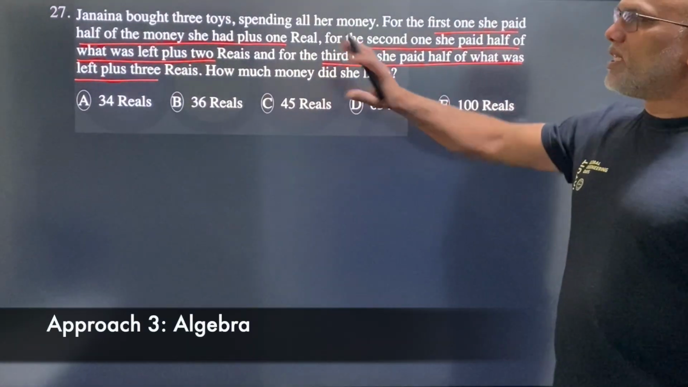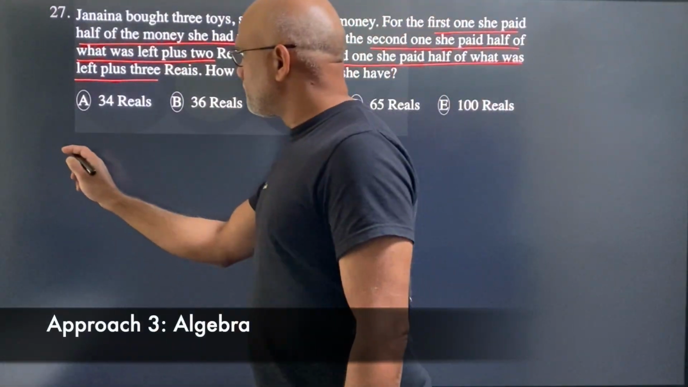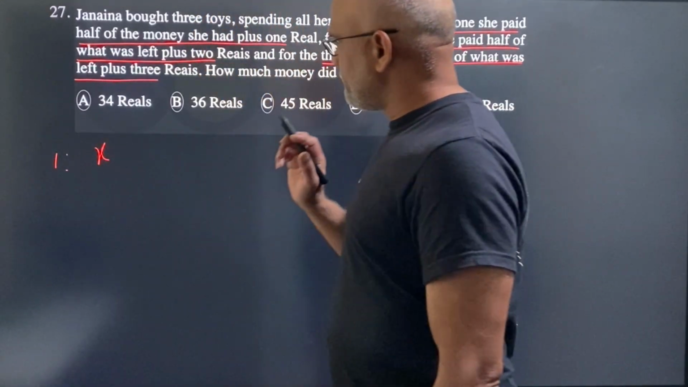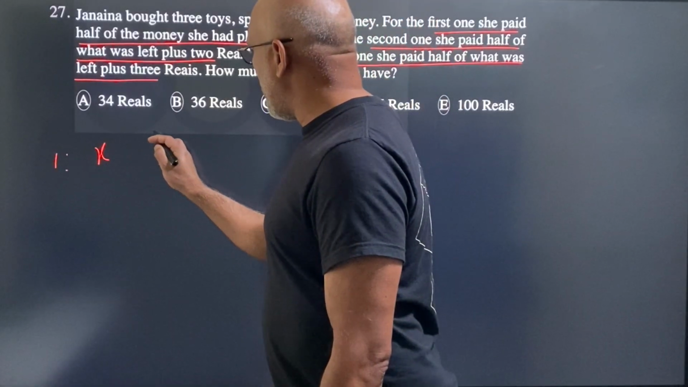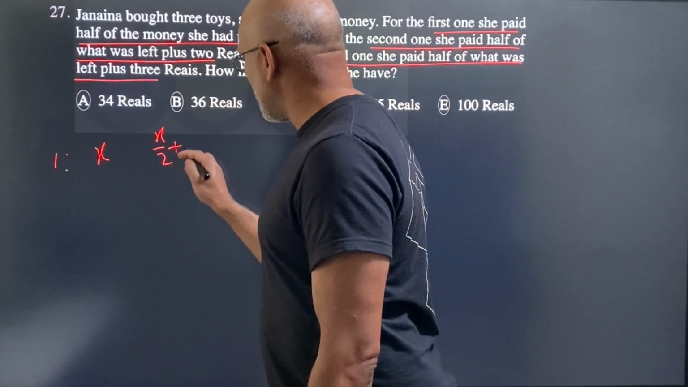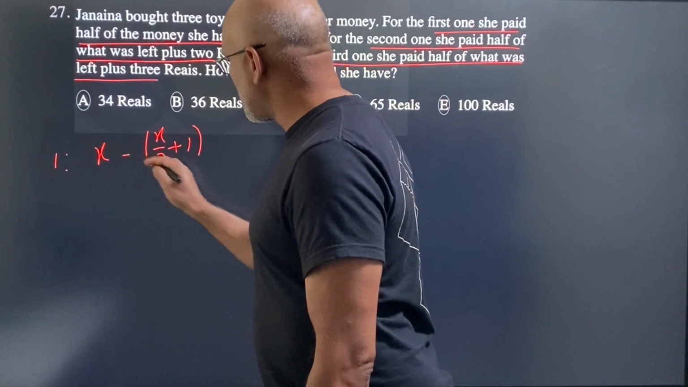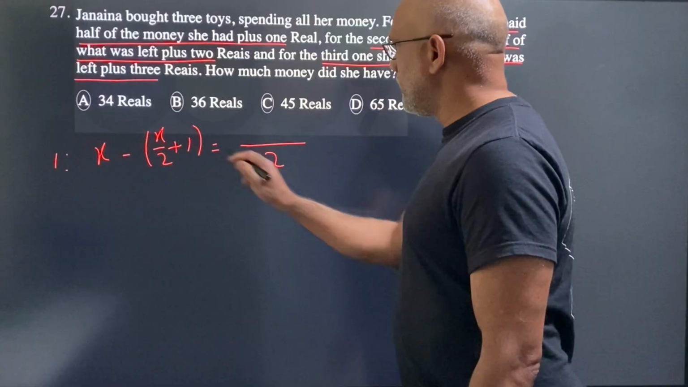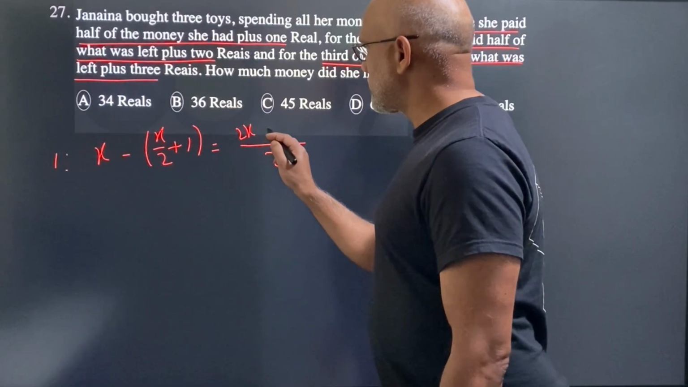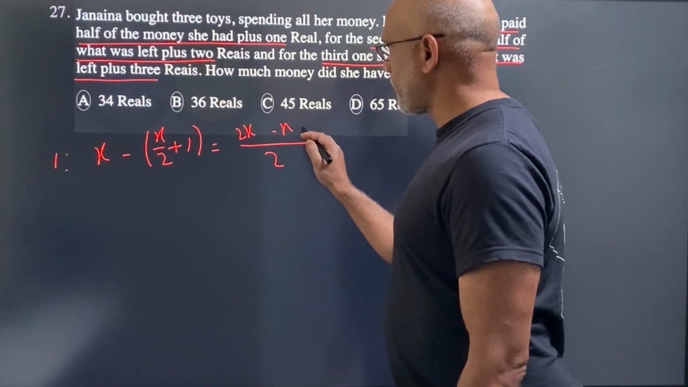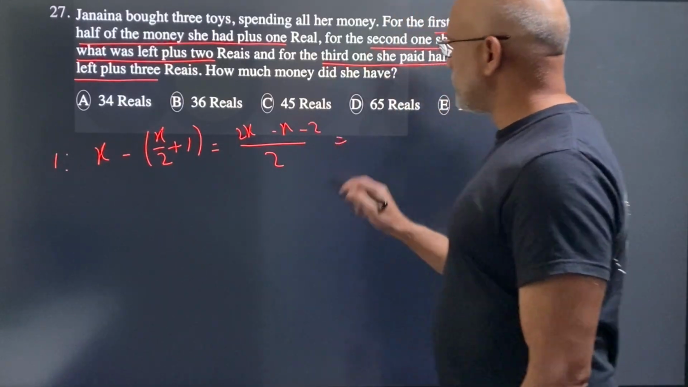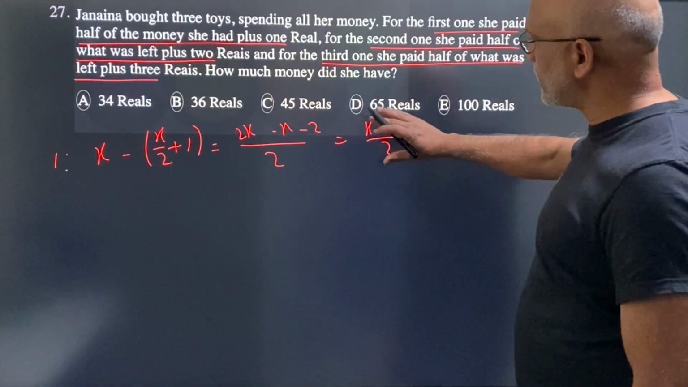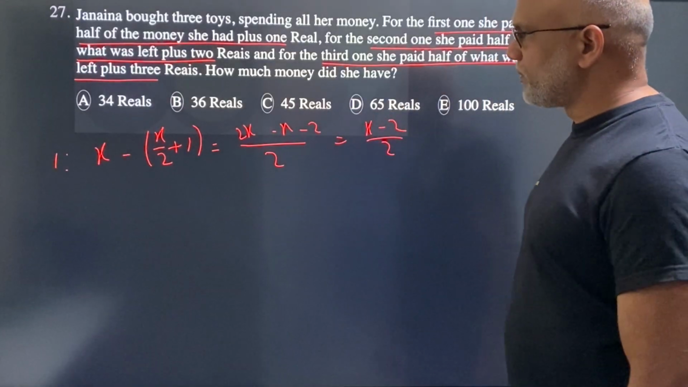Finally, we can also do this using algebra. So let's try that. Let's say I start with x amount of money. For the first toy, I pay half of that plus 1. So if I subtract, this is the amount of money I have left. This is going to be 2x minus x minus 2, so this is going to be (x minus 2) over 2. This is how much money I will be left with after buying the first toy.